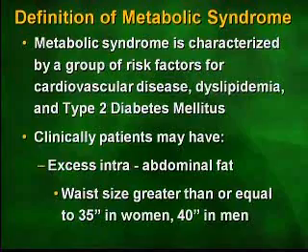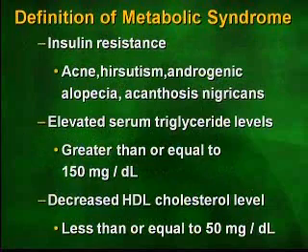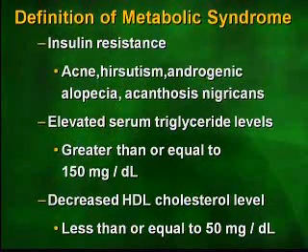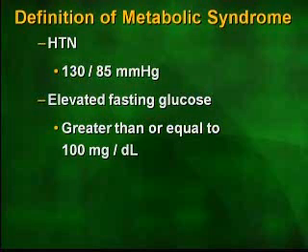These women clinically will have the excess intra-abdominal fat, mostly with a waist size greater than 35 inches in women. They may have the elevated serum triglyceride levels. They may have the decreased HDL cholesterol. They may have hypertension, and ACOG notes the hypertension level to be 130/85 millimeters of mercury. They may have elevated fasting blood glucose greater than or equal to 100 milligrams per dL.